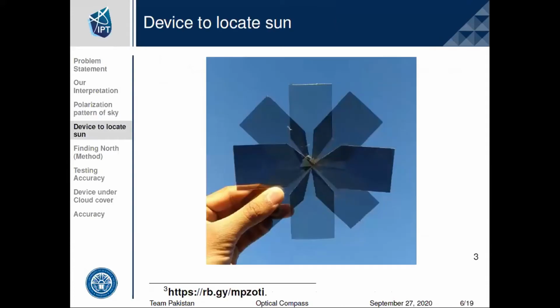And then we had to build a device to locate the sun. So this is a sort of optical compass that we built. This is the basic optical compass. You can see over here we borrowed the idea from another YouTube video, the link for which is given below. The advantage of this type of compass is that you can find the different polarizations in a single compass, and you can then compare them.